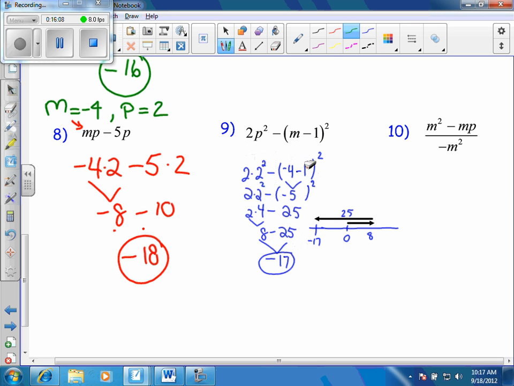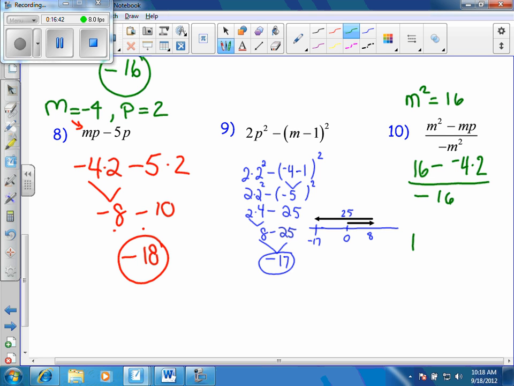So remember, if you have m squared, you could do m squared first. And m is -4, so m squared is positive, right? So you get 16 take away, and then you have m, so that's -4 times p, which is 2, all over the opposite of m squared. And we know m squared is 16, so you're going to have it over -16. That's a hard problem. Does that make sense?